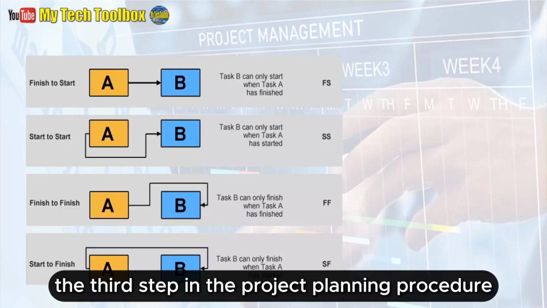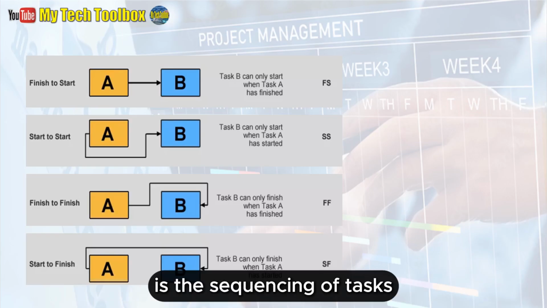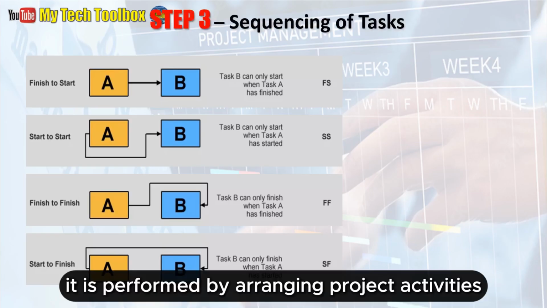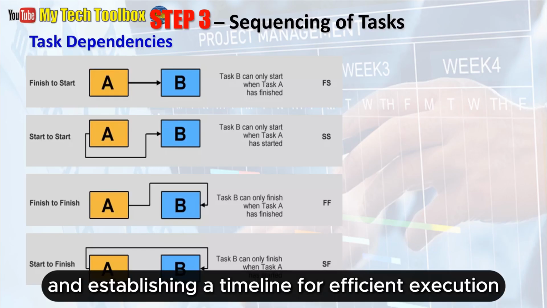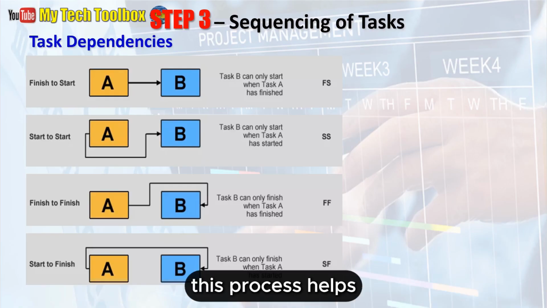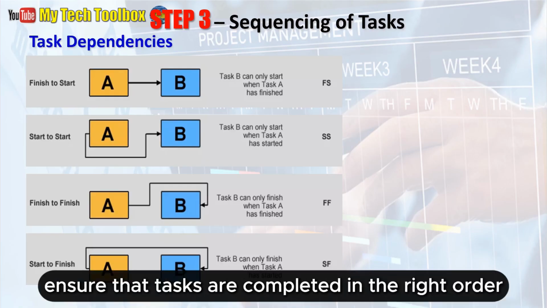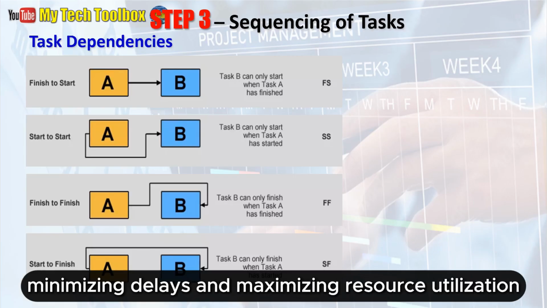The third step in the project planning procedure is the sequencing of tasks. It is performed by arranging project activities in a logical order, determining dependencies, and establishing a timeline for efficient execution. This process helps ensure that tasks are completed in the right order, minimizing delays and maximizing resource utilization.